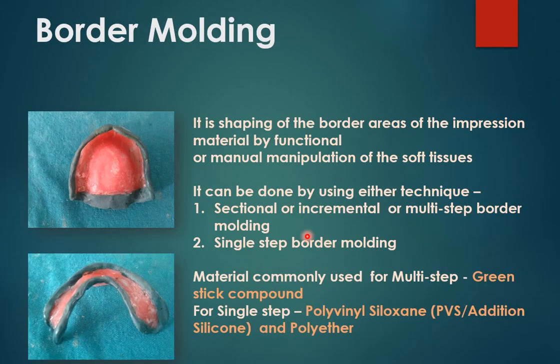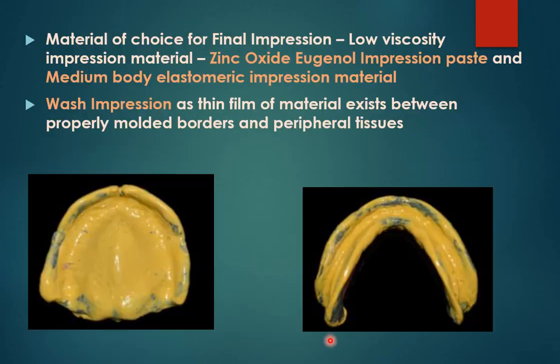Border molding is basically the shaping of the border areas of the impression material by functional or manual manipulation of the soft tissues. Border molding can be done in 2 techniques. It could be a multi-step technique, also called a sectional or incremental technique, or a single step border molding. The material of choice for multi-step border molding is green stick compound, and the material of choice for single step border molding is polyvinyl siloxane, or we can also use polyether.